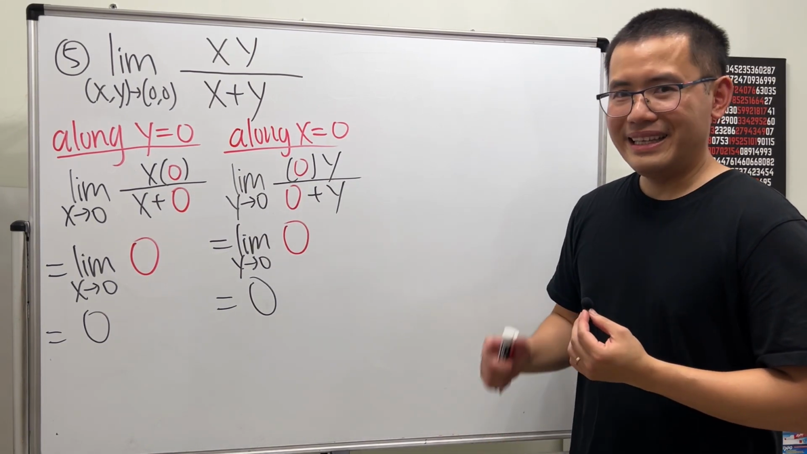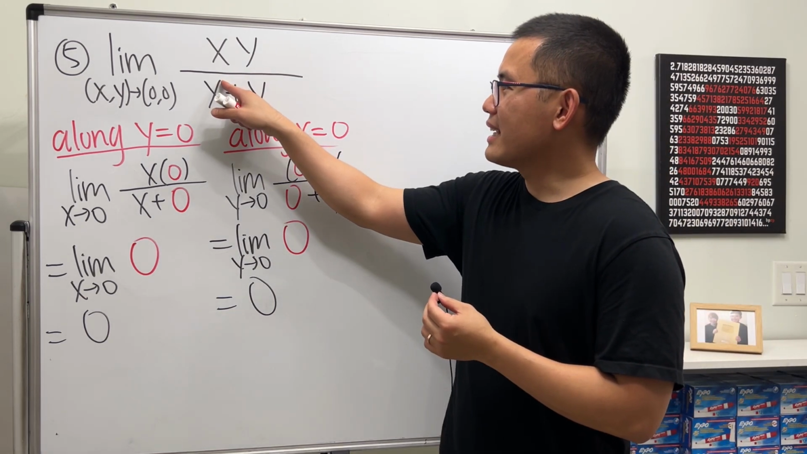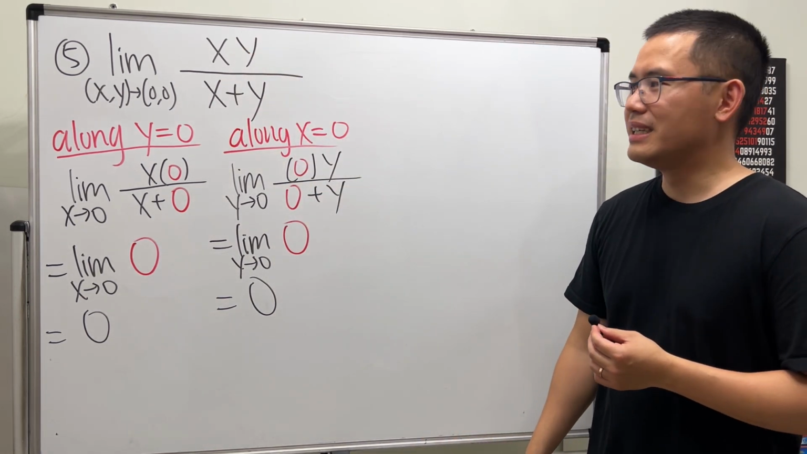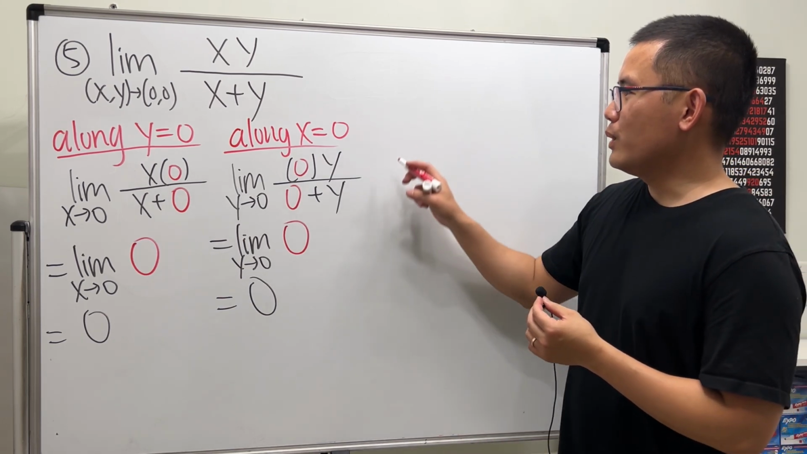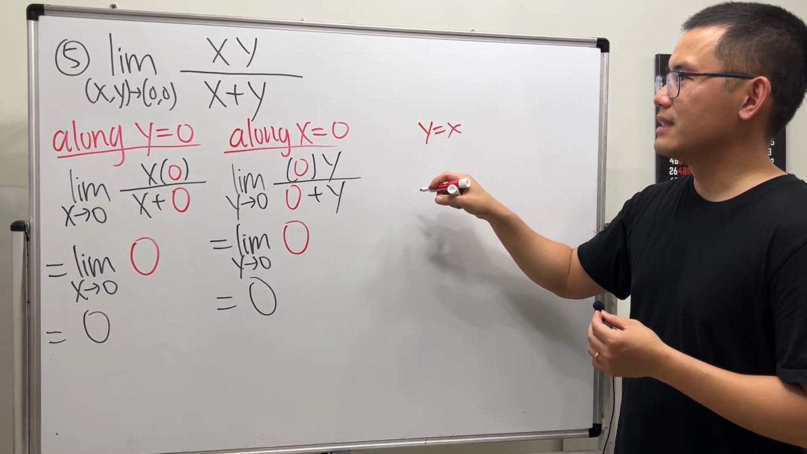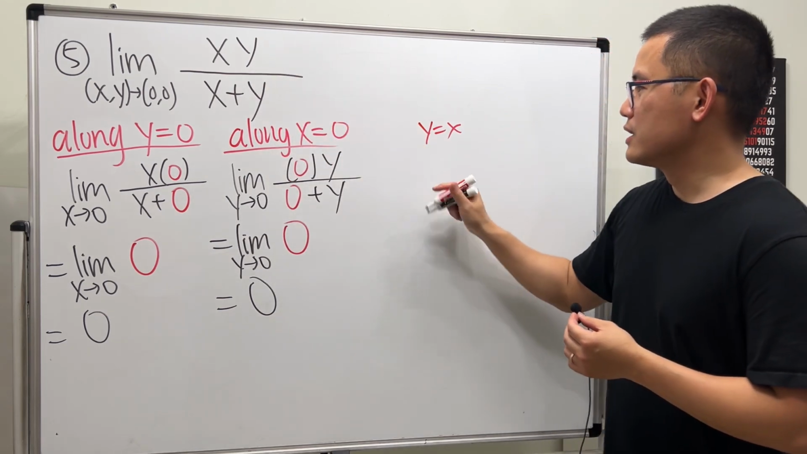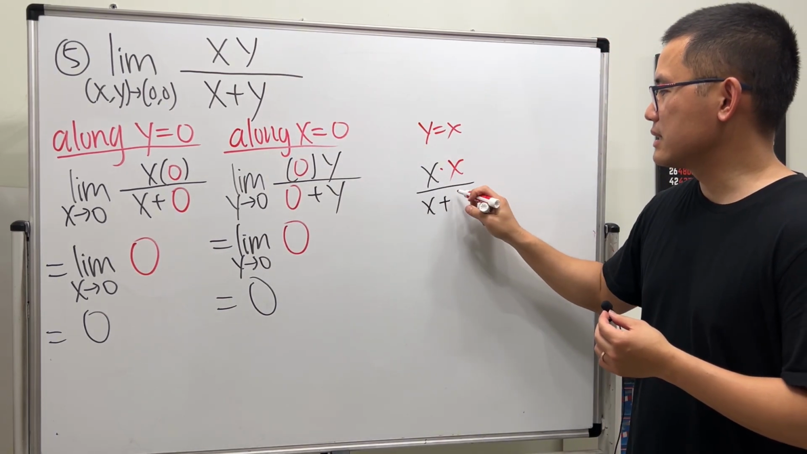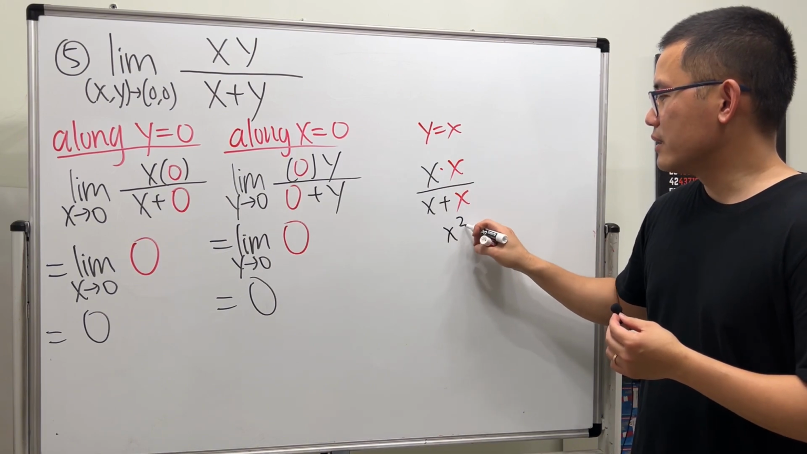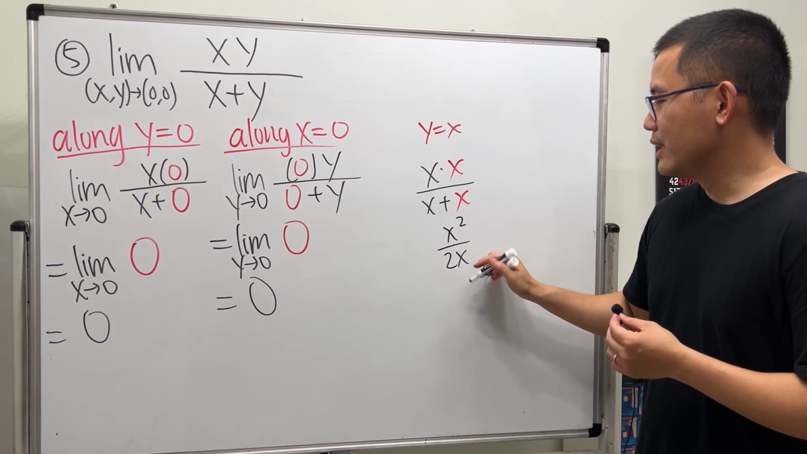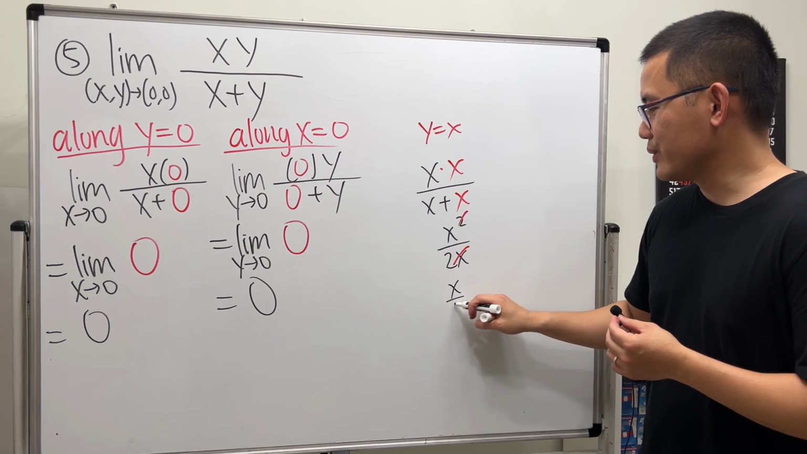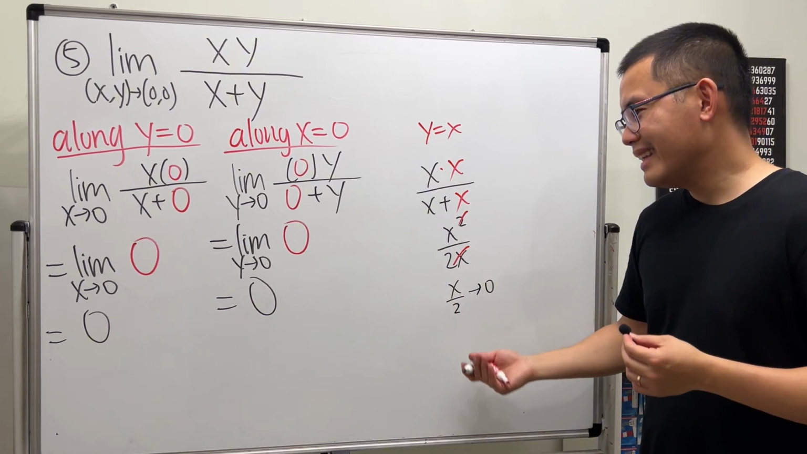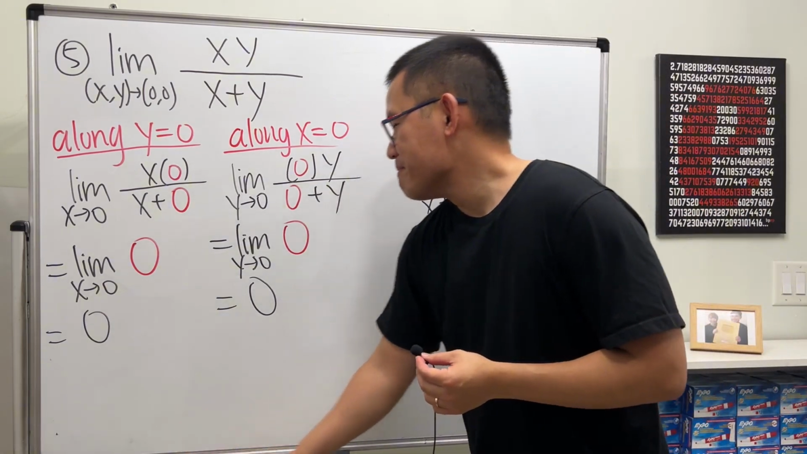In fact, have a look. This is x to the first, this is y to the first. They already have the same exponent. So maybe we can try this when y is equal to x. In that case, put the x here. So we get x times x over x plus x. The top is x squared, the bottom is 2x. Reduce, we get x over 2. As x goes to 0, this thing goes to 0, so it's not helpful.